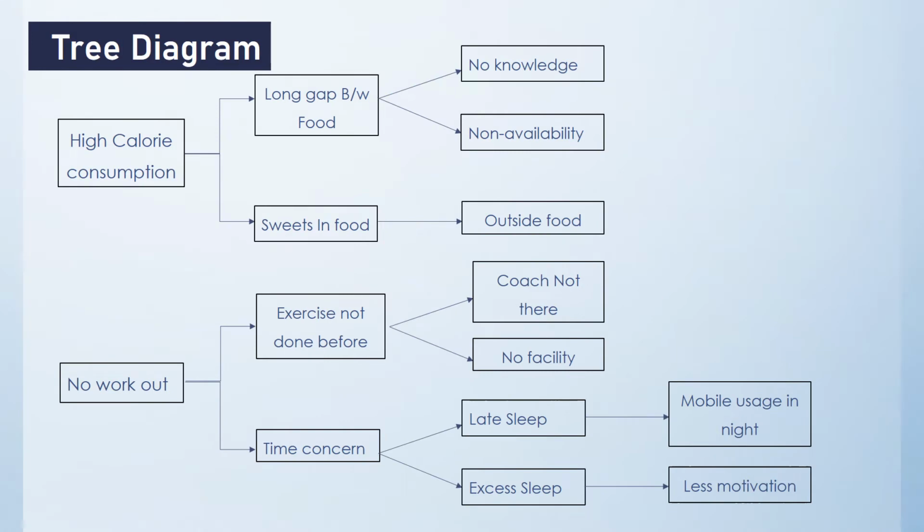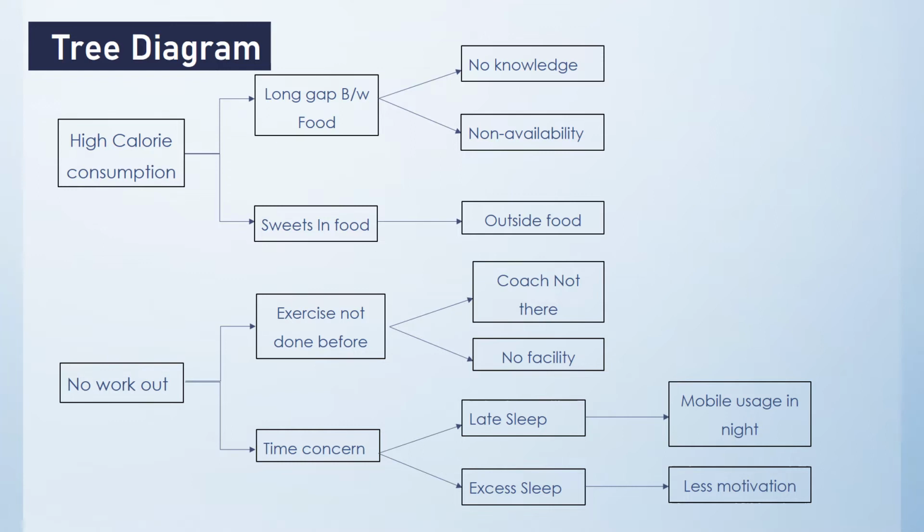The next QC tool is the tree diagram. So he takes 2 factors and, with further brainstorming, lists out further causes and possibilities. One is high calorie consumption, that is one of the major factors. He is stepping out the further causes and reasons. One is a long gap between foods, and sweets in food. These lead to high calorie consumption.